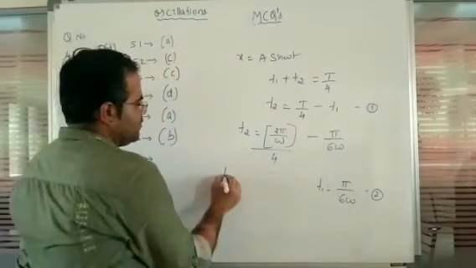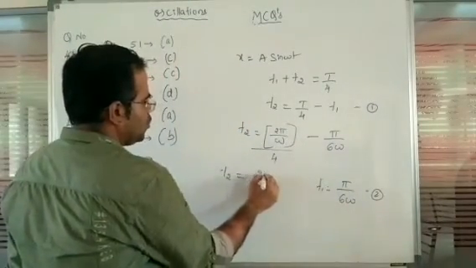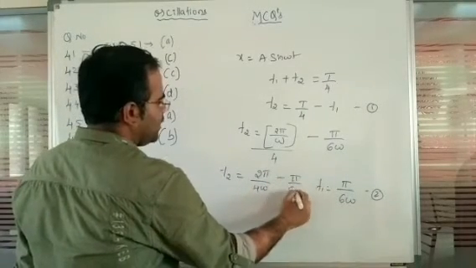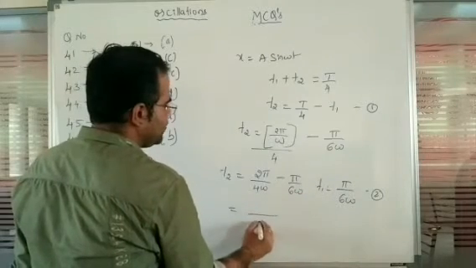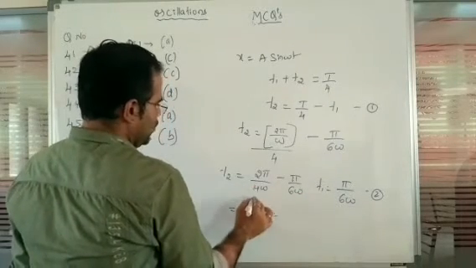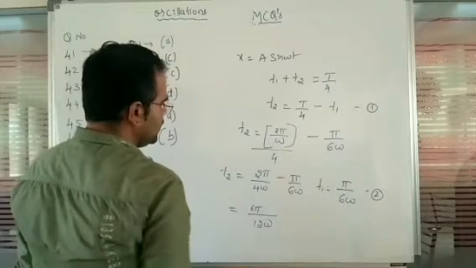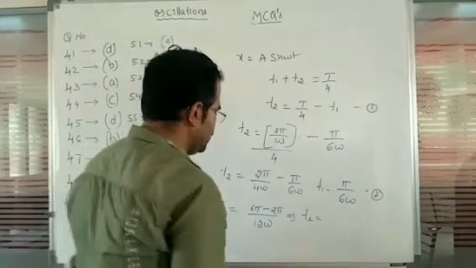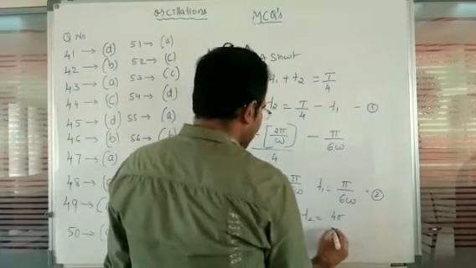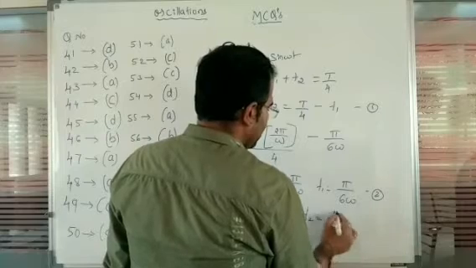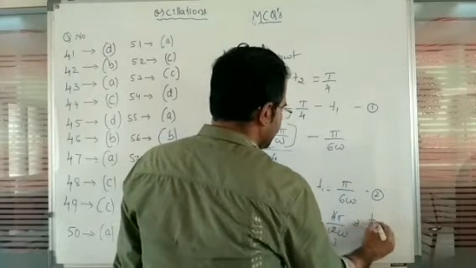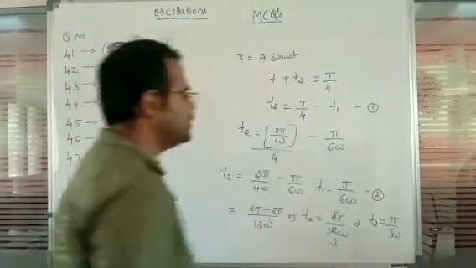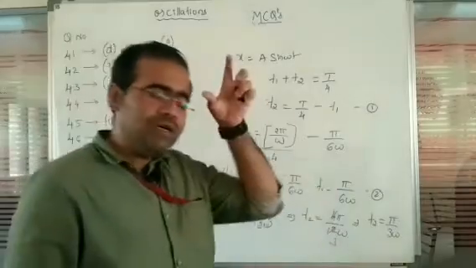Now, further simplification, so T2 is equal to 2 pi divided by 4 omega minus pi divided by 6 omega. So now the LCM is 12 omega. Now here you are going to observe 6 pi minus 2 pi. So this implies T2 is equal to 4 pi divided by 12 omega. So again these two will get cancelled. This implies T2 is equal to pi divided by 3 omega. So we have the T1 and we have the T2 value.